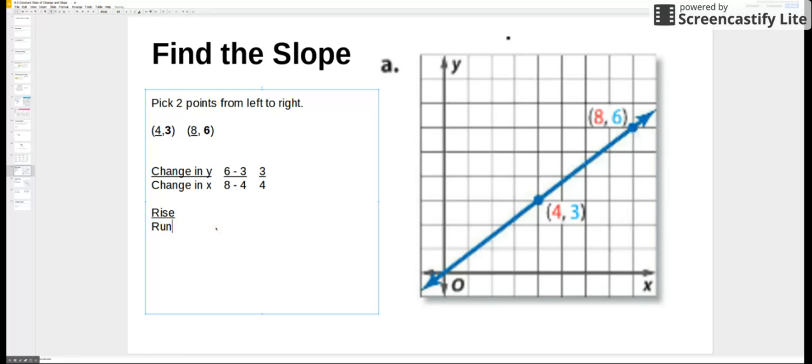I don't care whether you want to do this change in y over change in x, or if you want to just count how many boxes. Either way you do it, you're still going to get the same answer. So if we're doing this rise over run formula, we're going to start from left to right. I'm going to start at this point, and I'm going to rise 1, 2, 3 up, so it'll be a positive 3 at the top. And then I'm going to move to the right 4, 1, 2, 3, 4, so it'll be a positive 4. Either way you do it, you still get the same answer.